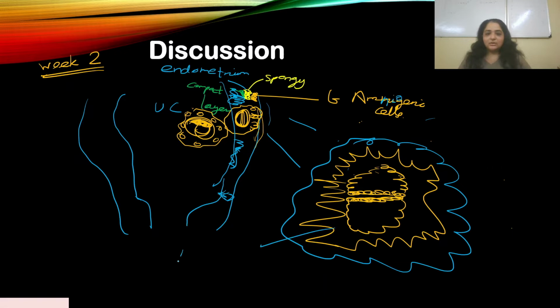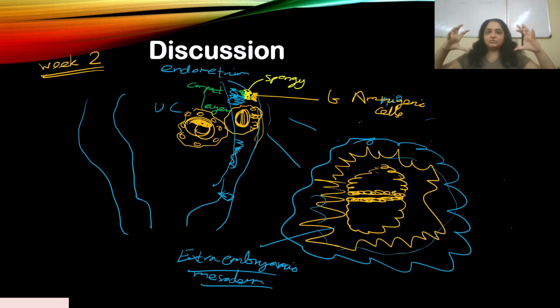This layer is called extra embryonic mesoderm. Okay, this layer is called extra embryonic mesoderm, this whole area here. So cytotrophoblast cells get pulled back, the embryo is there, right? And another mass of cells appear in between. So this is called extra embryonic mesoderm.